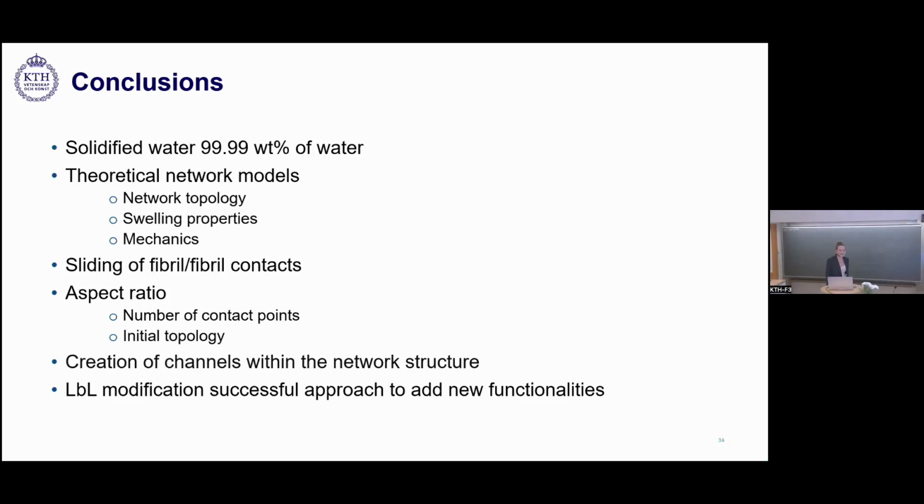And then we have also seen that we can create flow channels within the network structure, and that layer-by-layer modification is a very useful method to add new functionalities to CNF network structures.